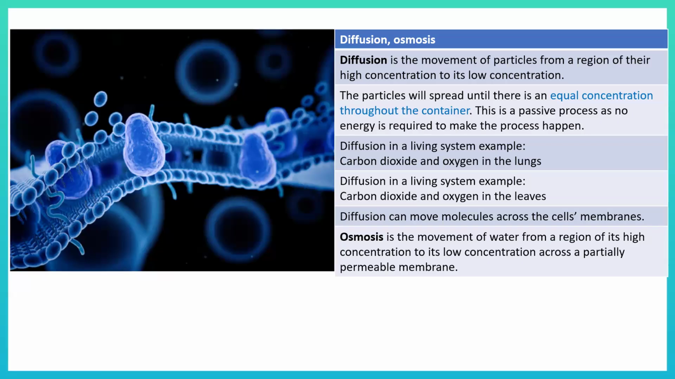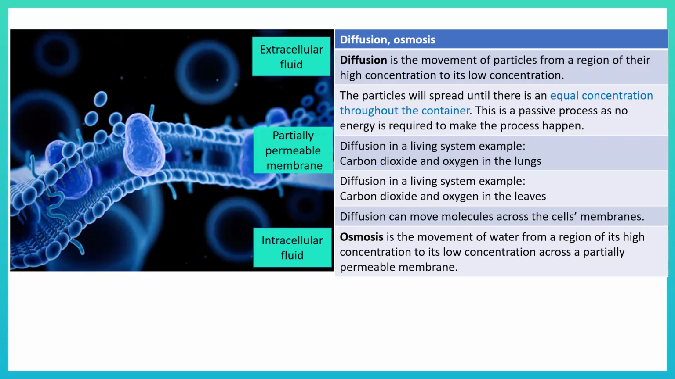Again, we're moving something, but it's water this time, from a region where it's in high concentration to a region where it's in low concentration. But it's also got the caveat that it's got to be across a membrane that's partially permeable, essentially a cell membrane. So osmosis is the movement of water from a region where it's in high concentration to a region where it's in low concentration across a partially permeable membrane. So again, that sounds a bit technical, but all it's saying is water molecules will spread out as well, and they will move across membranes. So let's have a look at what this means in terms of a cell.